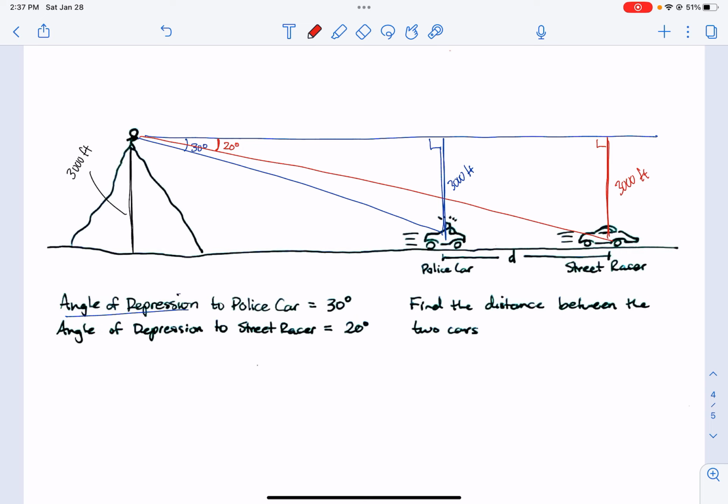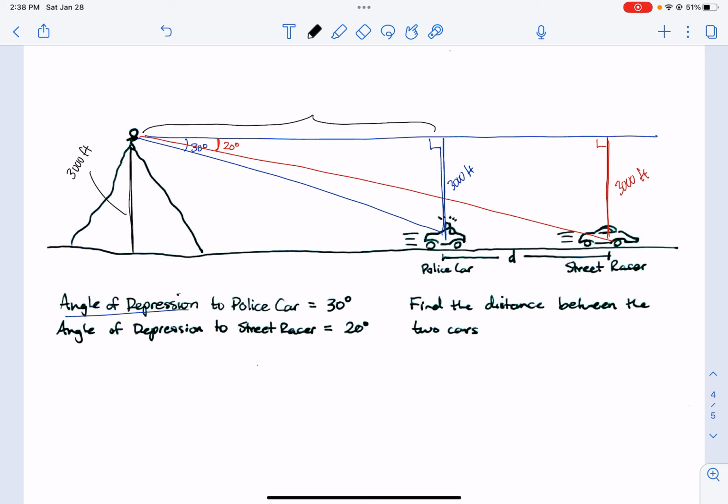So now, here's the question. How far apart are the cars? And we have to break this problem up into two steps. The first step is, we know where these right triangles are. Let's find some side lengths on these right triangles, because we know at least part of them. Let's find the side lengths we can use to find D, which would be probably this leg of the blue triangle.